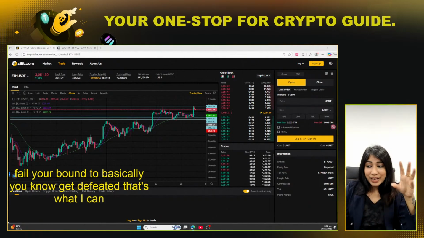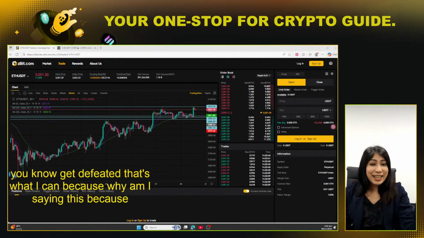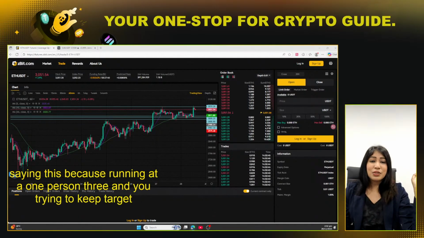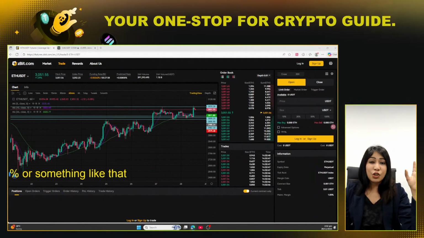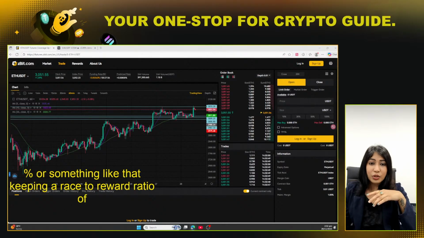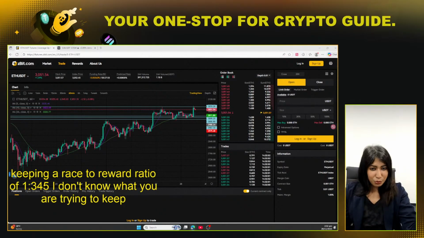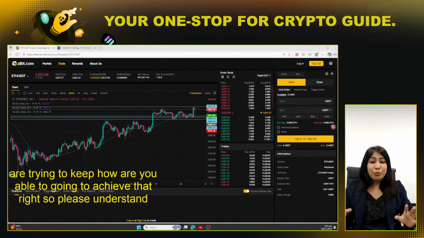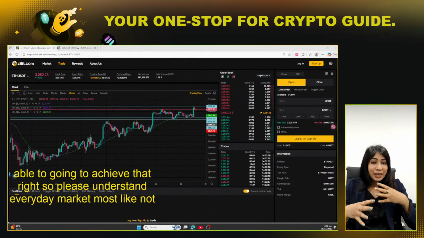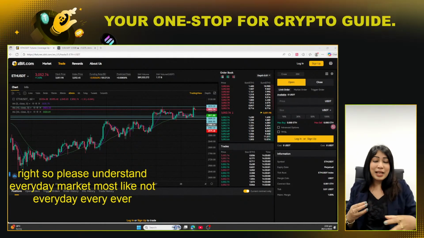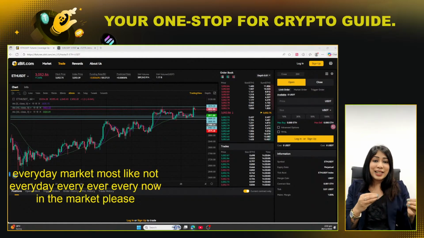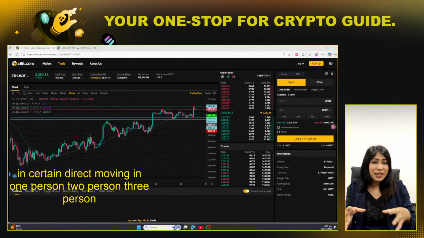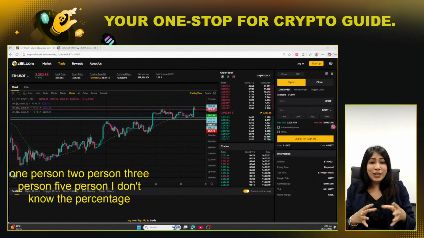Why am I saying this? Because if the market is running at a 1% rate, and you're trying to keep a target of say 2-3%, or a risk to reward ratio of 1:3, 4, 5, how are you going to achieve that? So please understand this: every hour, every now and then, the market keeps changing in a certain direction. Either it's moving 1%, 2%, 3%, 5%. The percentages keep changing every now and then.